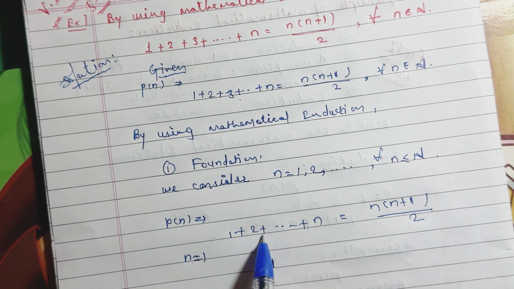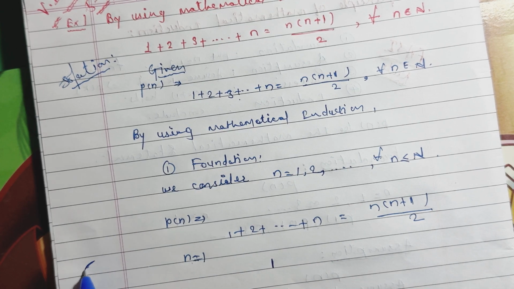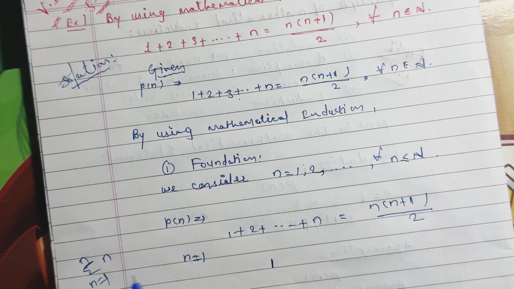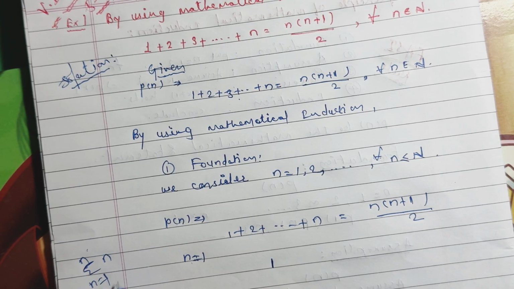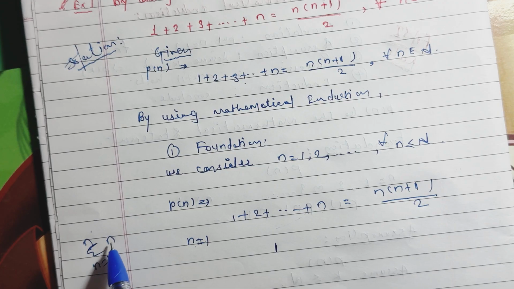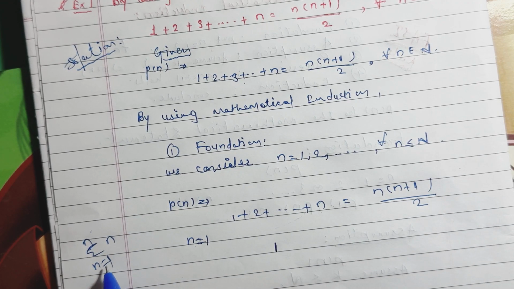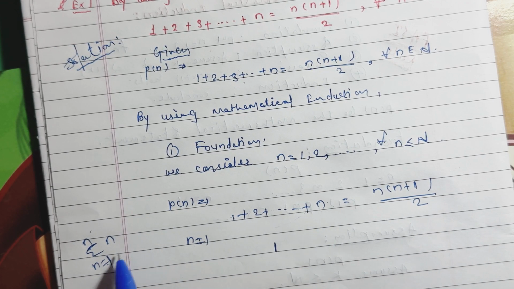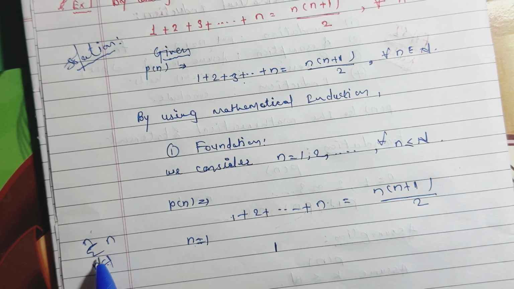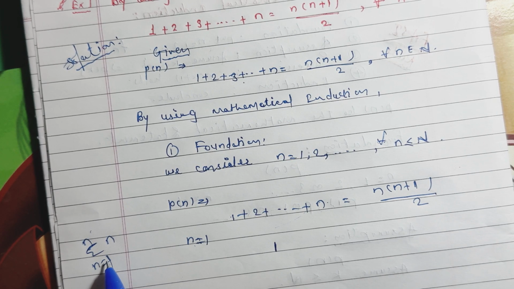What this actually represents is the summation of all numbers n, with n running from 1 to n. This is the actual representation of the left side. If you replace this summation with the form of addition, you will get 1 plus 2 plus up to n.